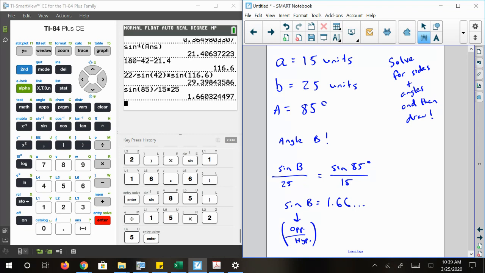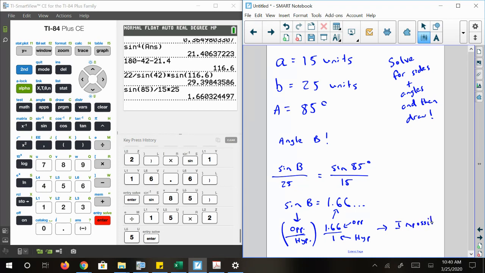Well, the only way that we're going to get a sine value that's larger than 1 means the numerator has to be larger than the denominator. For example, if I did 1.66 divided by 1, this would give me an answer of 1.66. But the issue here is, if this is the opposite side, and this is the hypotenuse, this is impossible. You cannot draw a triangle in which this is happening.